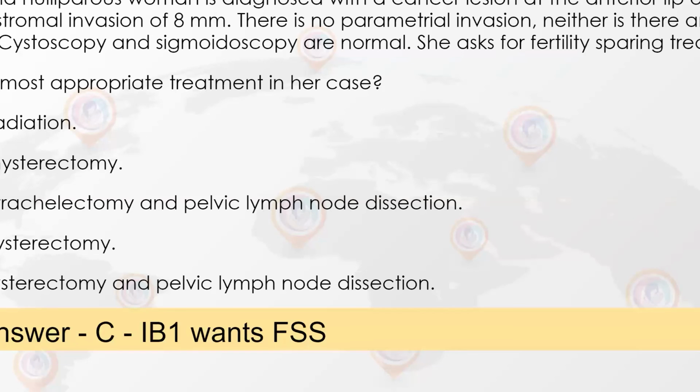So this is a case of fertility sparing treatment in cervical cancer. So you should go for radical trachelectomy and a pelvic lymph nodal dissection, because this is a case of 1B1 and she wants fertility sparing treatment. So in case you go back to the flowchart which I showed you, the answer will be C, that is radical trachelectomy and a pelvic lymph node dissection.